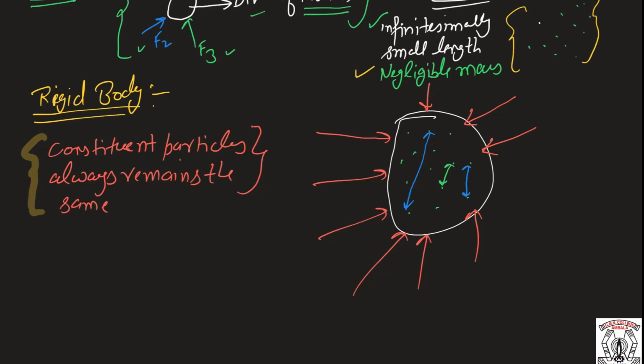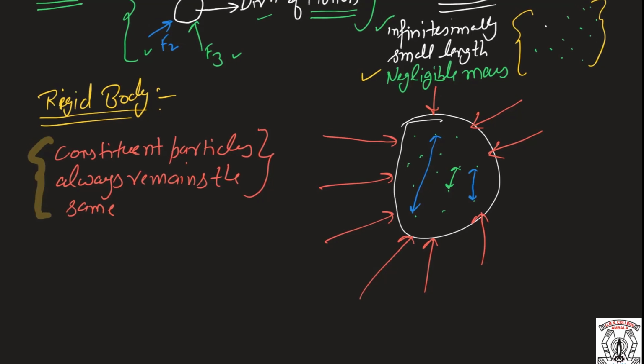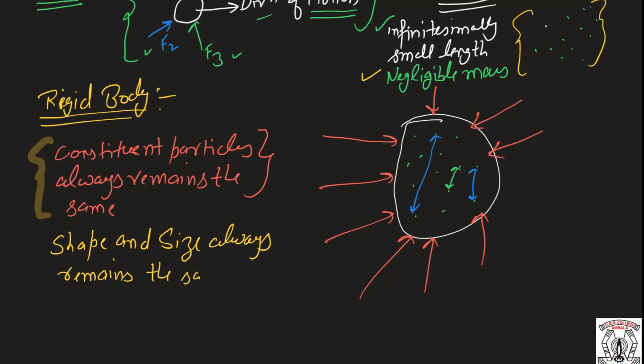And we say that a rigid body is also a body that does not change its shape and size, so that body is also called a rigid body. Shape and size always remain the same. That is another definition, but this definition is more scientific.